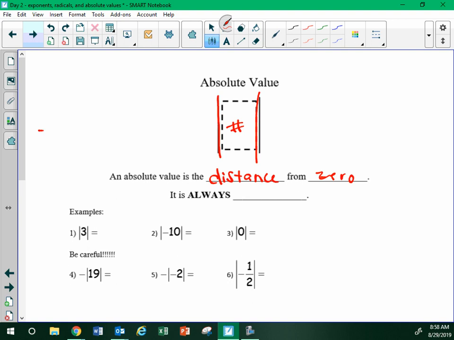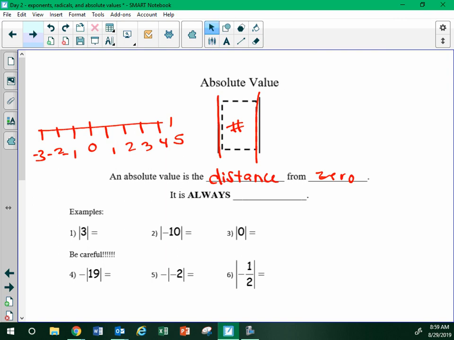So you can think of it on a number line. This is 0, 1, 2, 3. So we have both positive and negative numbers. Absolute value means the distance from 0. So let's say I ask for the absolute value of 4. 4 is 1, 2, 3, 4 away from 0. So the absolute value of 4 is 4.